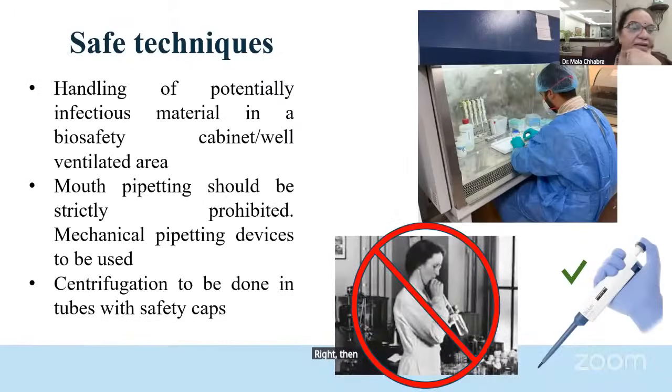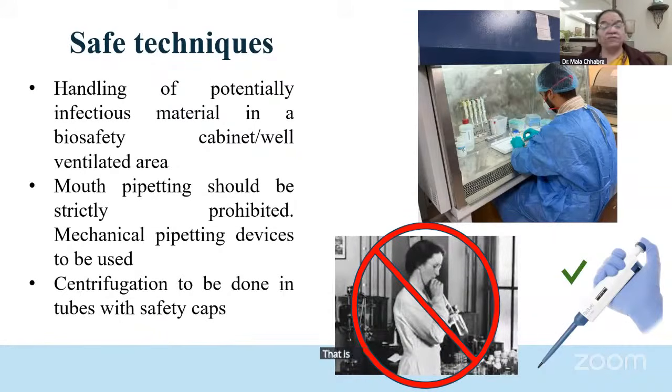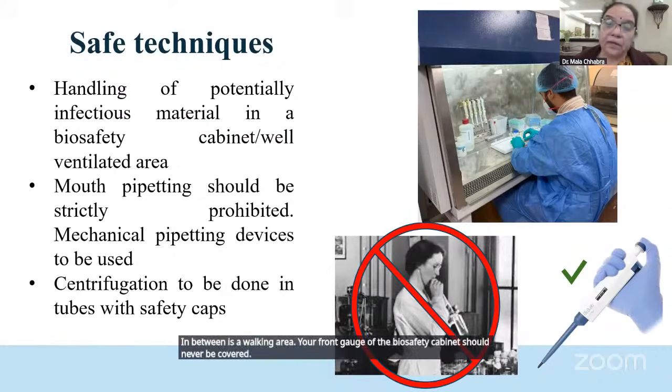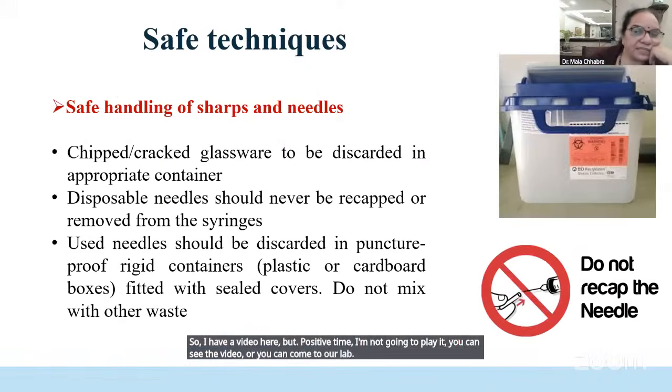Then other safety techniques: mouth pipetting should be avoided. Centrifugation should be done enclosed. You should know how to work in a biosafety cabinet. If you are a right-handed person, the left-hand side is a clean area and the right-hand side would be a contaminated area. In between is a working area. Your front grille of the biosafety cabinet should never be covered so that you don't hinder the airflow of the biosafety cabinet. I have a video here, but due to paucity of time, I'm not going to play it. You can see the video or you can come to our lab to see these techniques.